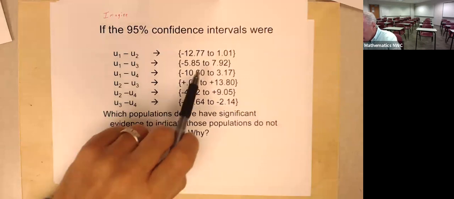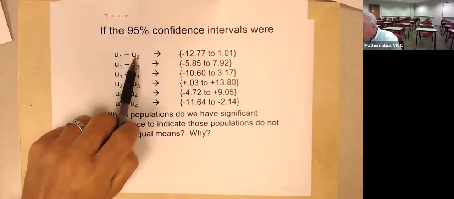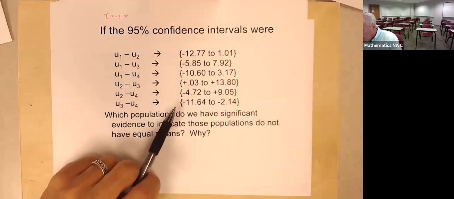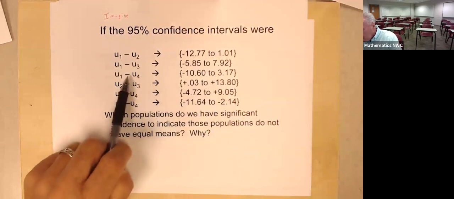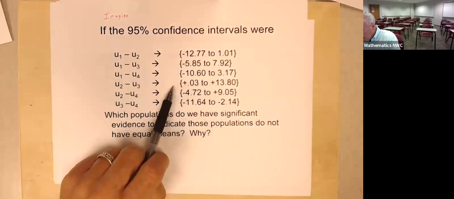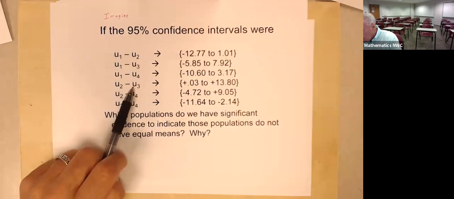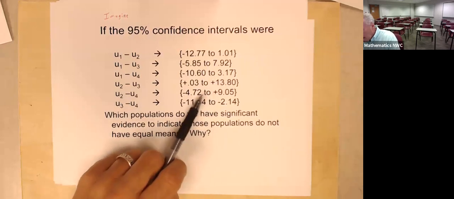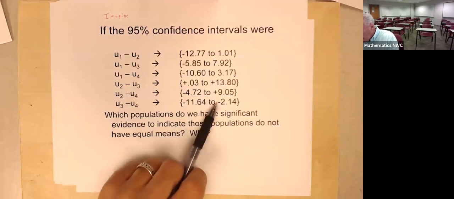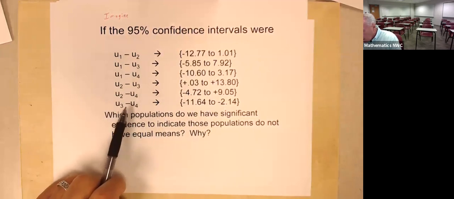Your answers, because this goes from a negative to a positive, 1 is not different from 2. Negative to a positive, 1 is not different than 3. Negative to a positive, 1 is not different from 4. Positive to a positive, we know that 2, we're 95% sure that 2 is bigger than 3. Negative to a positive, we're not sure that they're different. We got to assume they're equal. Negative to a negative means we're 95% sure that 4 is bigger than 3.